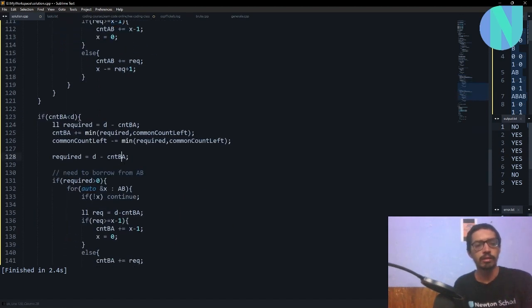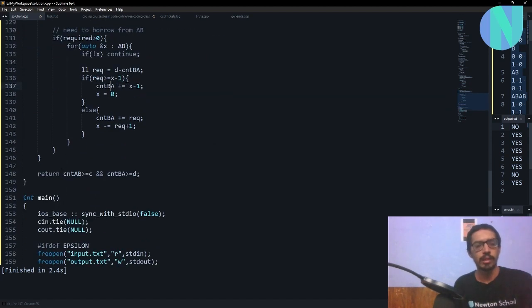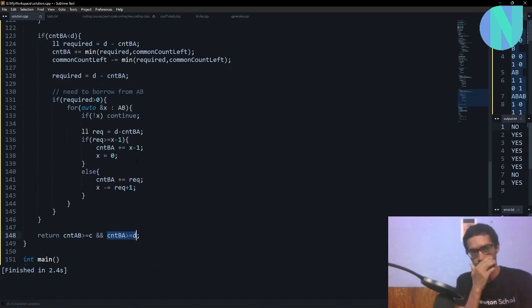Similarly for count BA, if count BA is less than D, first I have to take help from common count, and still if it's not enough, I have to take help from AB strings. And in the end, if my count AB is greater than or equal to C and my count BA is greater than or equal to D, then my answer will be yes, otherwise my answer is no.